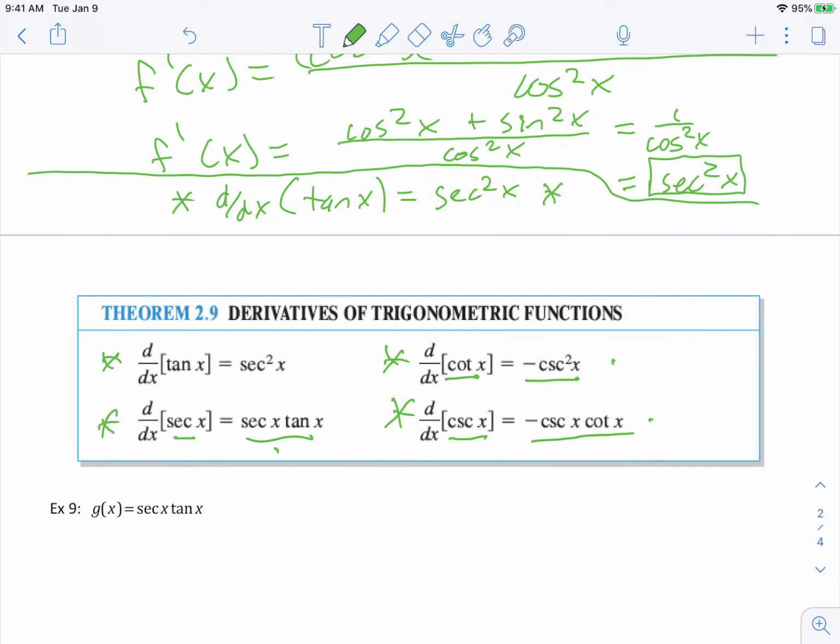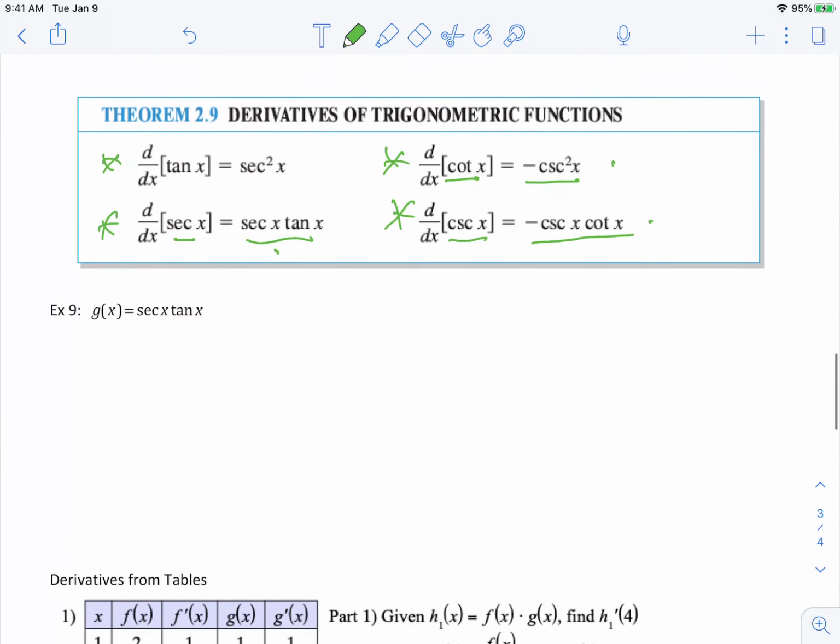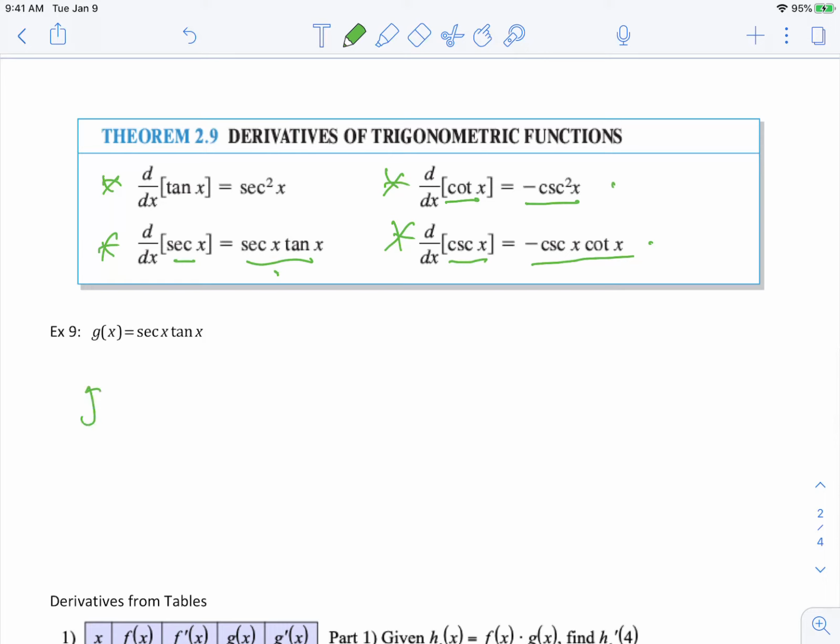All right, so now let's put some of these new rules together with this example here. So if I wanted to find g prime of x, first function is going to be secant, second one is going to be tangent. And so again, I'm going to use product rule.